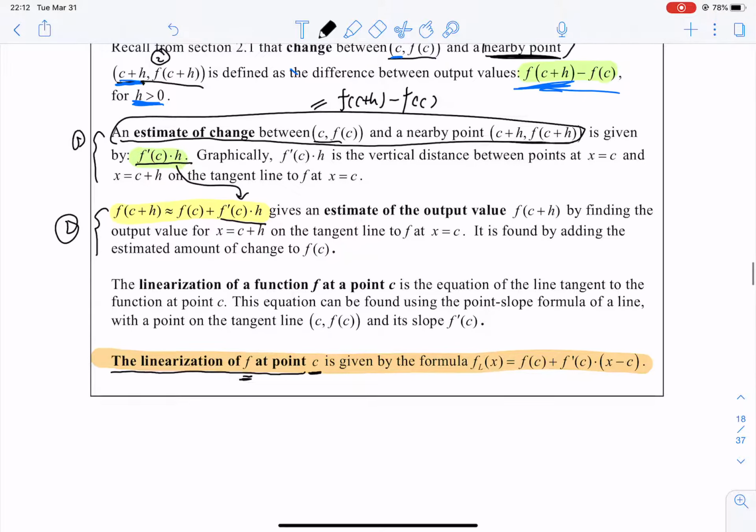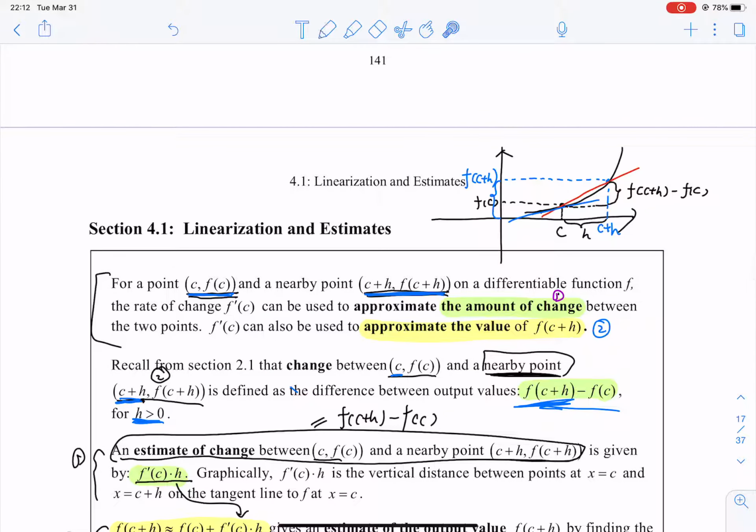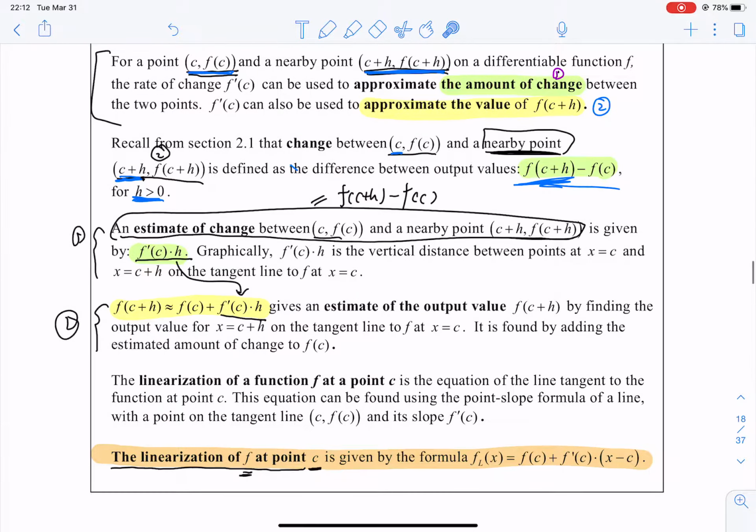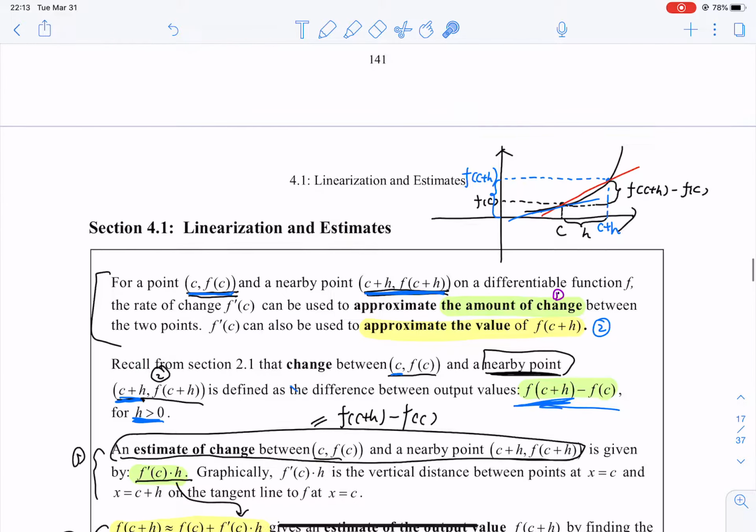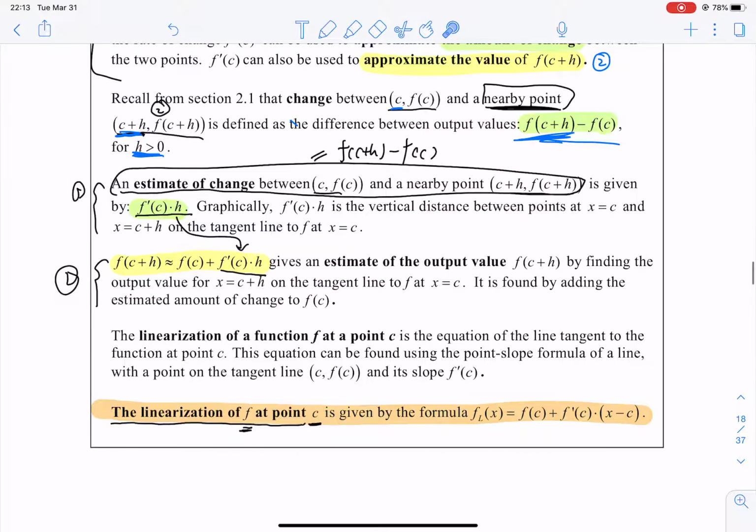So what is the function f? In this function graph, it's the smooth function, the differentiable function. And then what is the point C? C is the first point, it's not the nearby point, it's the first point, C, f of C. So if we know these 2 parts, then we can use f prime of c to estimate f of c plus h by using this formula.